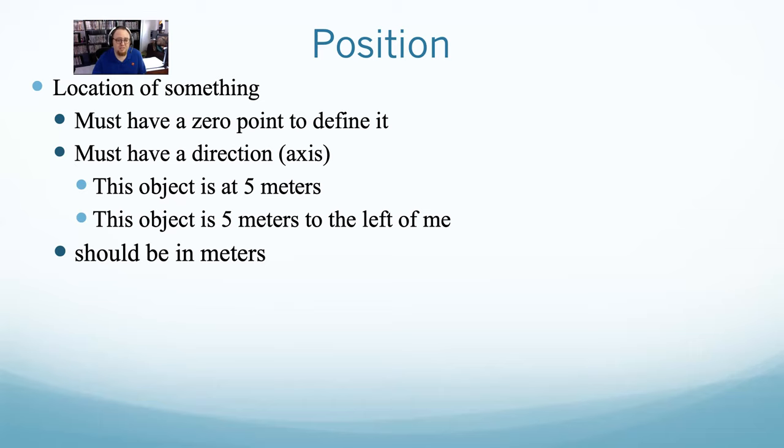Now, we're going to do mostly one-dimensional motion in this class. And so the direction would normally say it's with the arrow or it's against it. It's in the positive direction or it's in the opposite, the negative direction. We'll come back to those positives and negatives in a tiny bit. You should normally be measuring your position in meters.